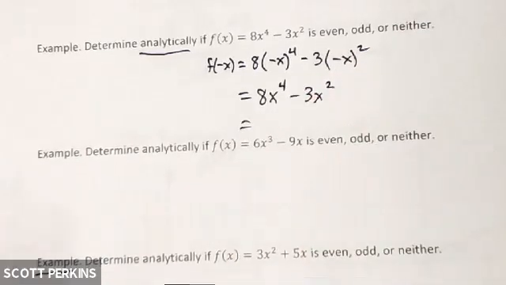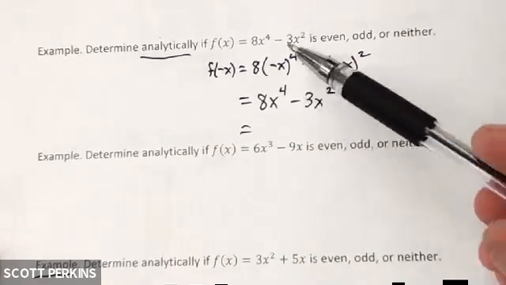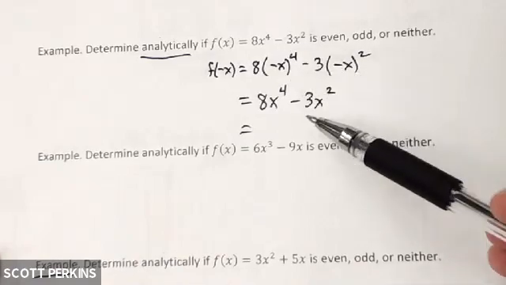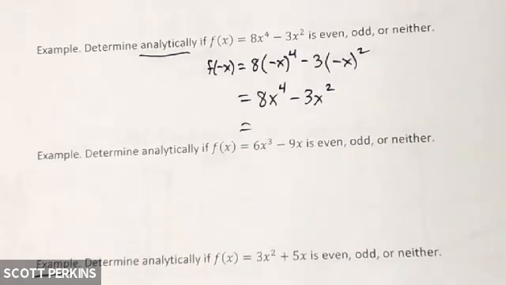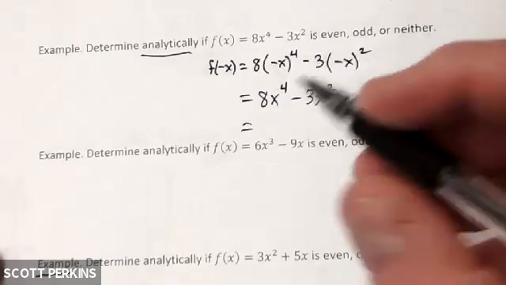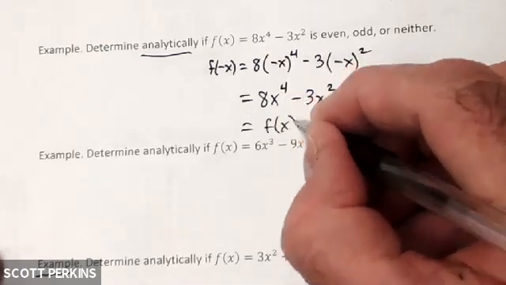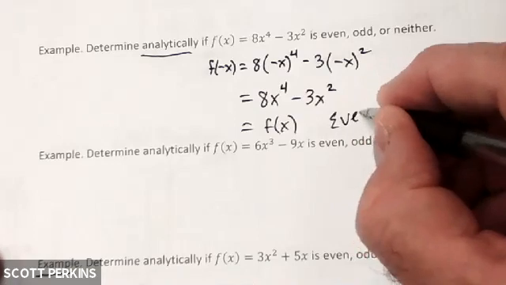How does that compare to my original function? Is that the same thing? Is that the opposite? Or is it neither of those two things? It's the exact same thing. So this is f of x. And so that means this is an even function.